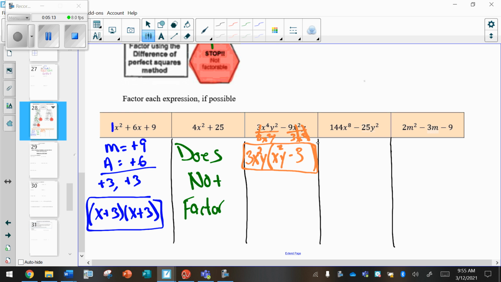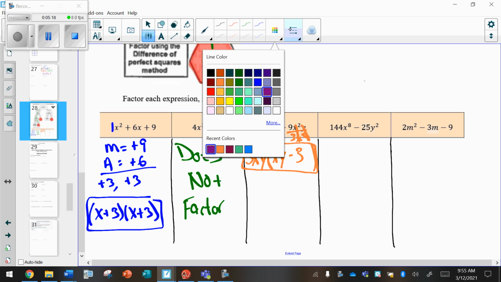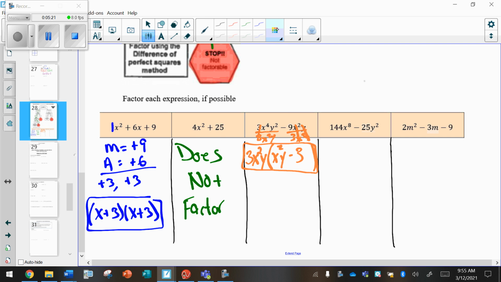All right, fourth example. Is there a GCF? Nope. Okay. So then there's two terms. They're both perfect squares, subtraction in between. So these two terms are going to split perfectly. That's why it's called the difference, subtraction, of perfect squares. 144 splits into 12 to the fourth and 12 to the fourth. 25 splits into negative 5y and positive 5y.